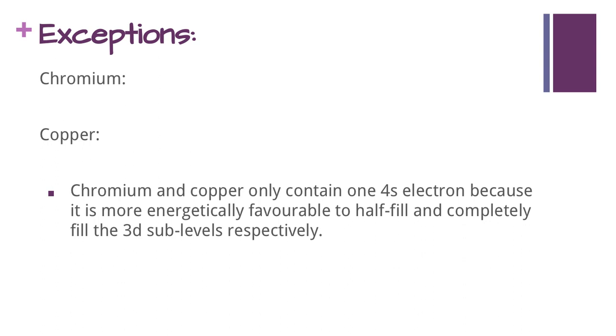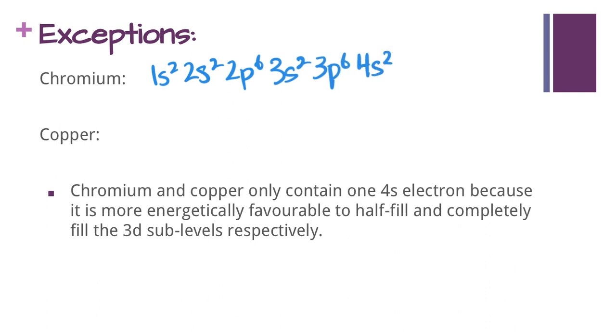Now, there are two exceptions to this rule, and they're just essentially kind of unique. One of them is chromium and one of them is copper. So let's write out chromium first. Chromium is 1s2, 2s2, 2p6, 3s2, 3p6, and then normally we'd go 4s2 and then 3d4.